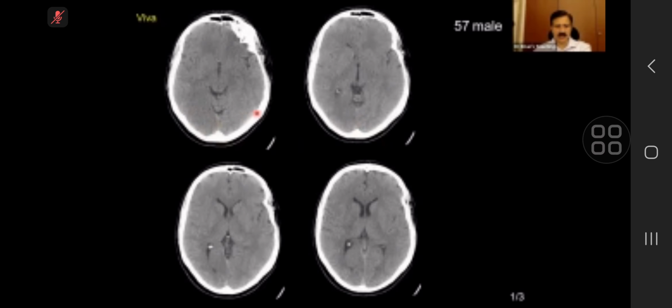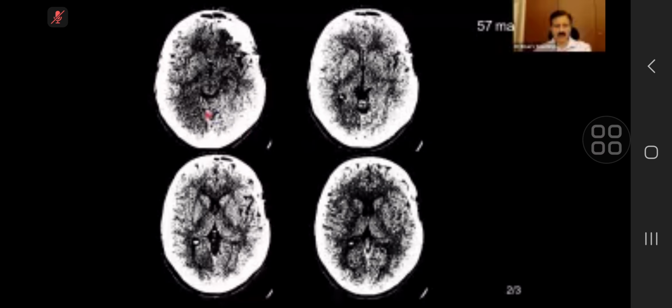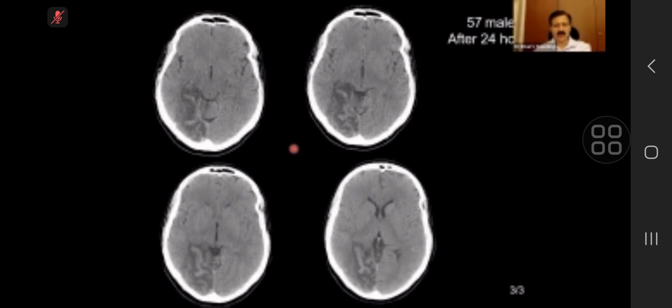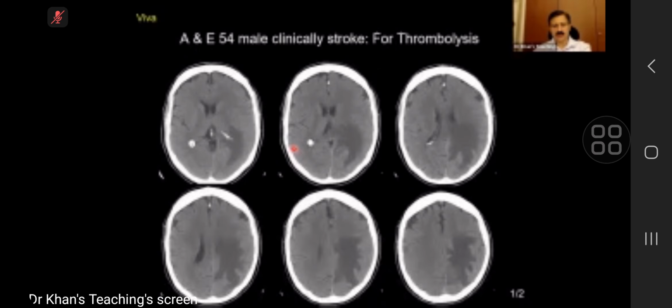Just compare this area with this area. When you go to this window, it makes it more clear. And after 24 hours, this is what has happened. So the point is that the stroke window is quite a useful window to see it. This patient is for thrombolysis. What is your opinion?